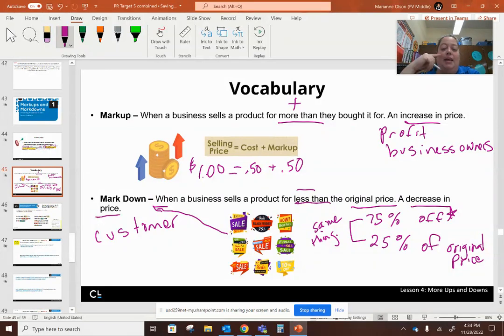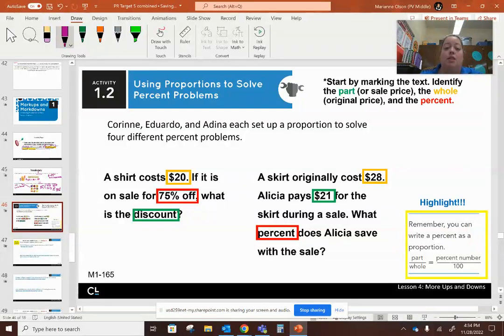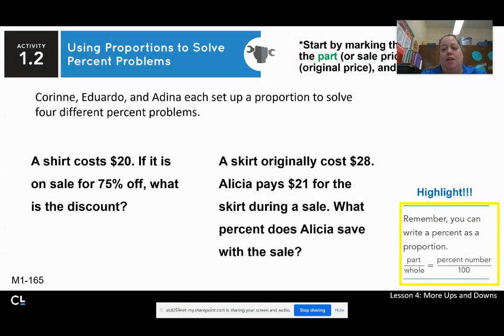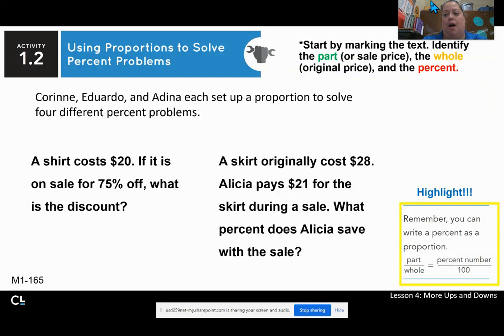So that's one thing to pay attention to, when they use off versus of. So we're going to do some practice. These aren't color-coded for you, they're just boxed. Start by marking the text. Identify the part or the sale price, the whole, the original price, and then the percent. And we're still going to use the same proportion here. So that hasn't changed.